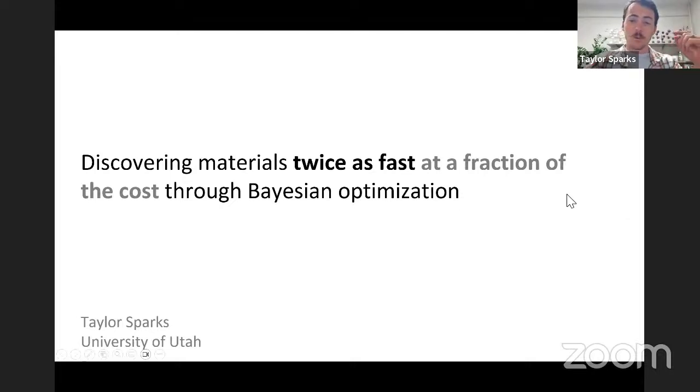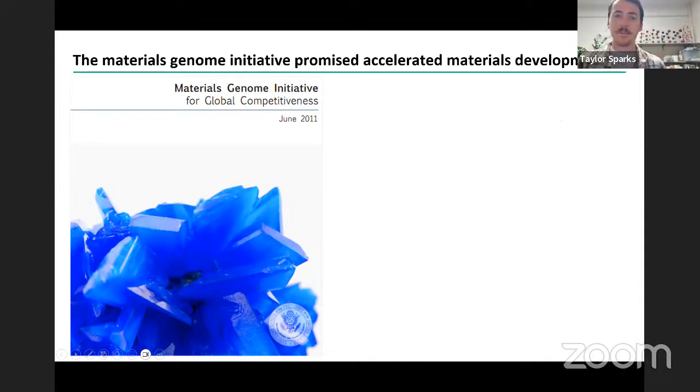The title of my talk this morning to kick off this hackathon is Discovering Materials Twice as Fast at a Fraction of the Cost through Bayesian Optimization. Now, that phrase, twice as fast at a fraction of the cost, might sound familiar because that was one of the key points in the Materials Genome Initiative, now 13 years old, right, which is crazy.